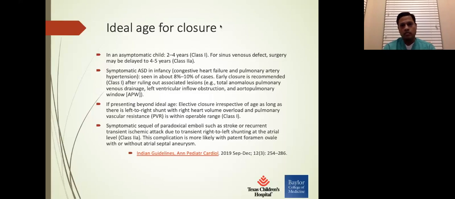If the patient presents beyond 4 to 5 years of age, it can be closed any time after that, irrespective of the age. If a patient had a symptomatic sequel of paradoxical emboli such as stroke, then this also is an indication for ASD closure. And these are all from a recently published Indian guideline about treatment of all congenital heart defects.